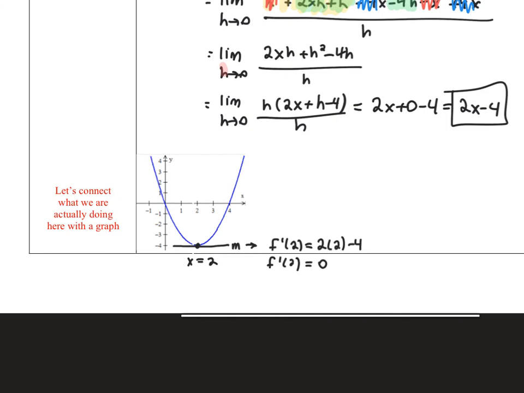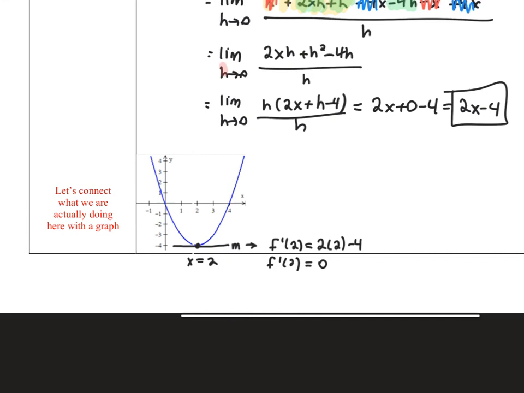So when I plug a 2 into my derivative equation, my f prime of x, I get 2 times 2 minus 4, which is 0. So that is just saying what my graph is telling me, that if I do a tangent line at x equals 2, it's going to have a slope of 0. And you can do that at any point on the graph.